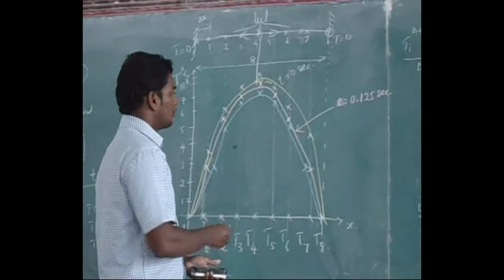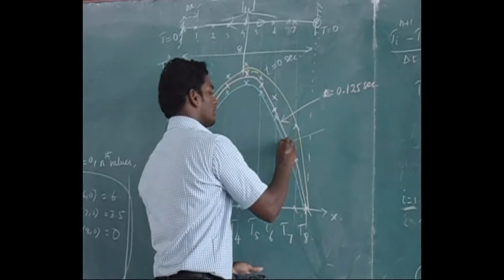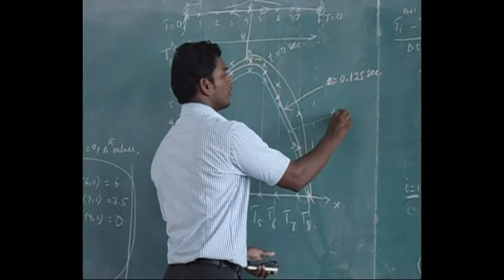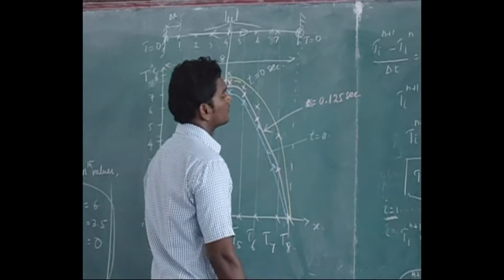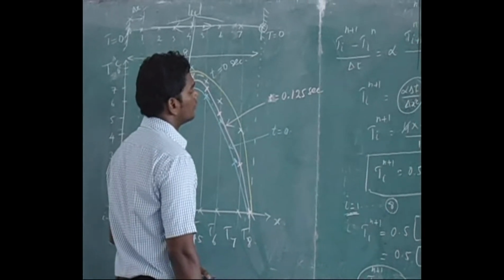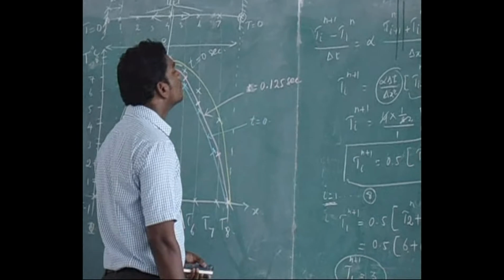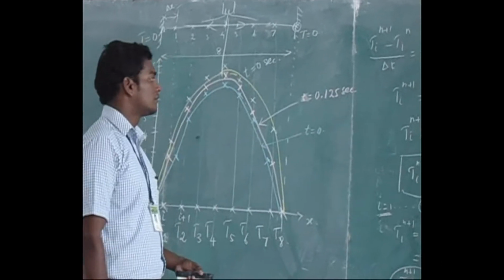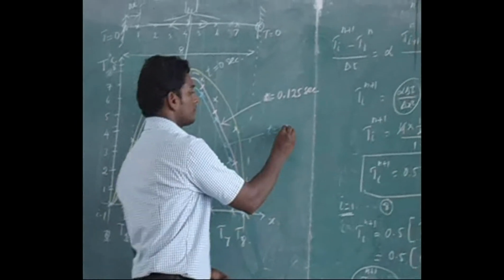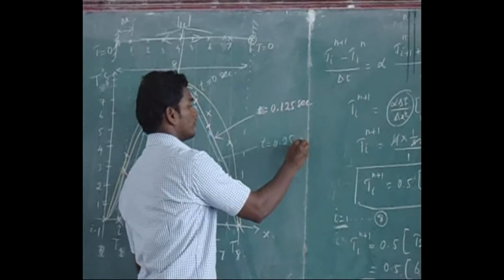So this is the value, the temperature plot we get at T equal to 0. 2 times of 0.125, is it 0.5 or 0.25? 0.25.